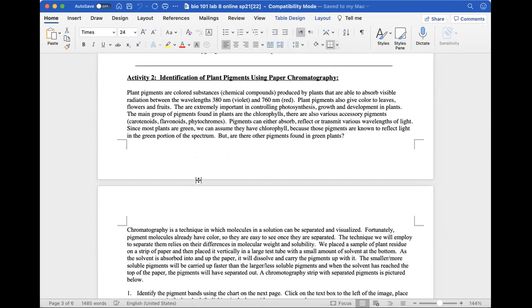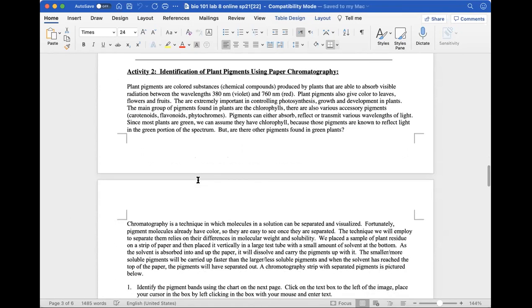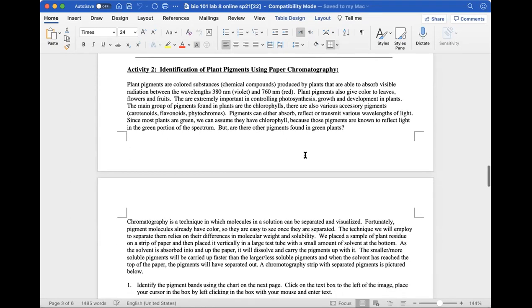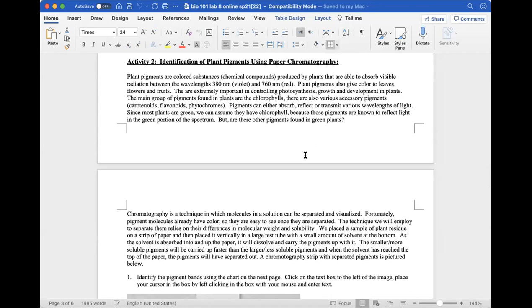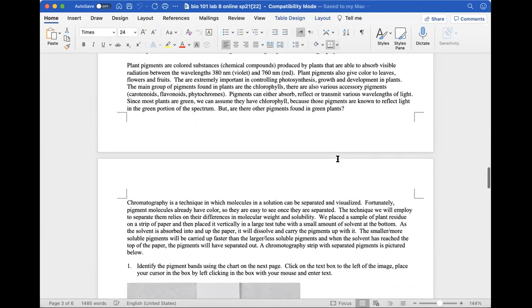Plant pigments are colored substances produced by plants, and they're able to absorb visible radiation between violet and red. These plant pigments also give color to leaves, flowers, and fruits. The main group of pigments found in plants are chlorophylls, as well as a variety of accessory pigments. These pigments can either absorb, reflect, or transmit various wavelengths, which we're going to see here.